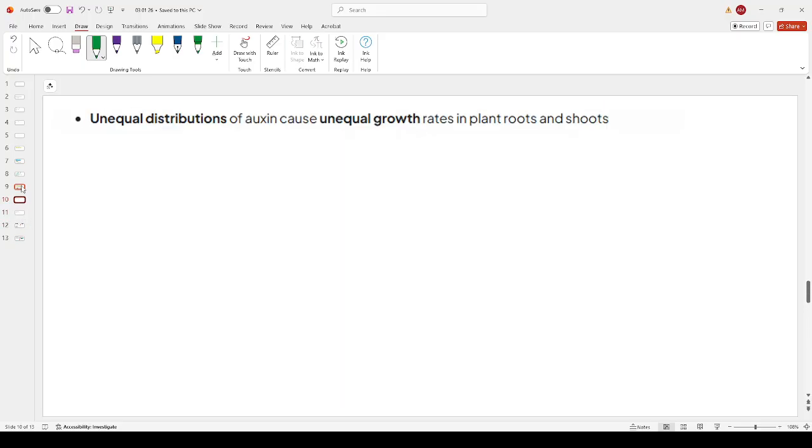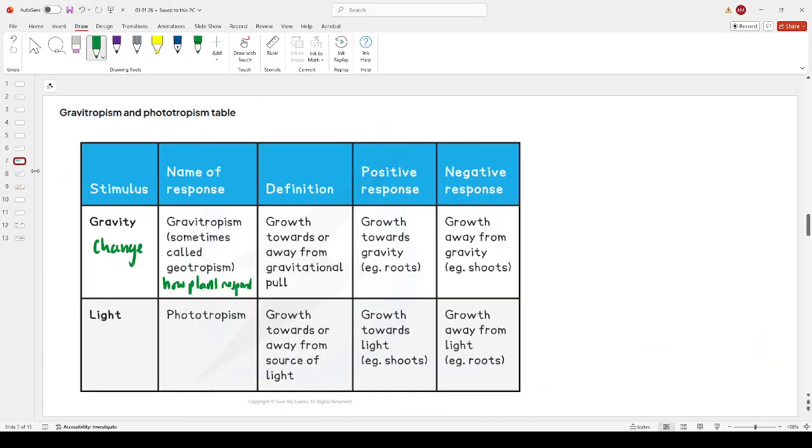So let's have a look at our table. Let's see what it said. So for geotropism, positive response, growth towards. So hold on, what for geotropism? Growth towards or away from gravitational pull. Okay, so growth towards gravity. So in the roots, it's a positive response. Is that what we said, guys? For the roots, it's a positive response. Let's have a look.